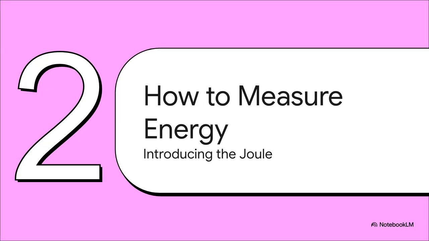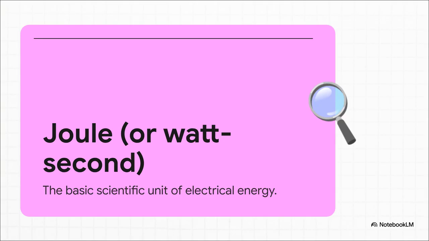All right, so we've got a handle on what it is. But the next obvious question is, how do we measure this stuff? I mean, how do you put a number on something you can't even see? Well, in the scientific world, the basic unit for measuring electrical energy is called the joule. You might also hear it called a watt-second. Don't worry, they're the exact same thing. Just think of the joule as the fundamental building block for all of this.